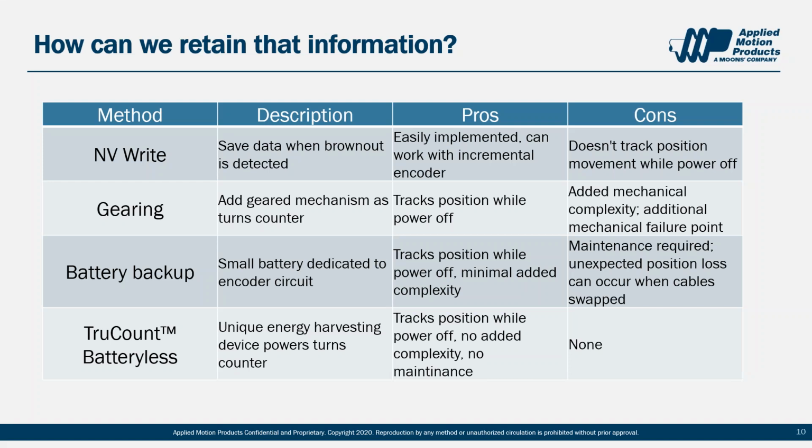The first is mechanical gearing, and this is done by adding in a geared turns counter that increments a physical mechanism on every rotation. You can use a battery backup. This is a small battery, often in a cable assembly, that powers just the encoder and keeps the turns counter alive. The battery needs to be serviced at some intervals, and unplugging the cable accidentally can lead to position loss in some cases. And finally, a batteryless backup system can be used. This employs a unique energy harvesting device that provides a small burst of power on every rotation, which is just enough to update the non-volatile memory where the turns counter is stored. And this is the TruCount solution.